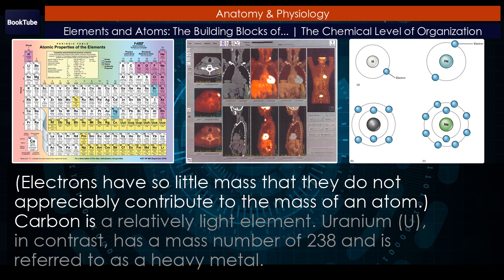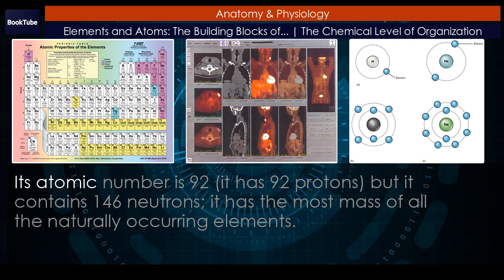Carbon is a relatively light element. Uranium, U, in contrast, has a mass number of 238 and is referred to as a heavy metal. Its atomic number is 92. It has 92 protons, but it contains 146 neutrons. It has the most mass of all the naturally occurring elements.